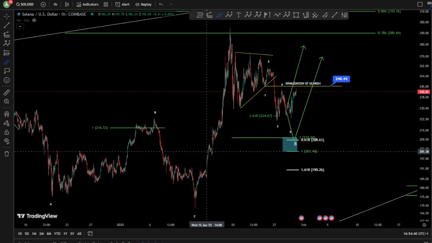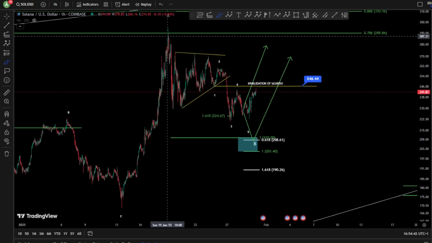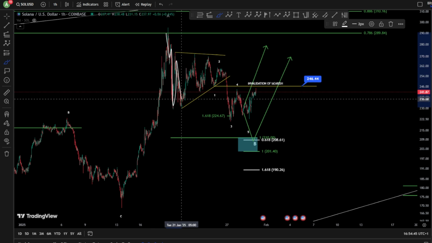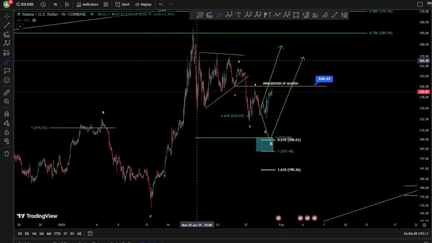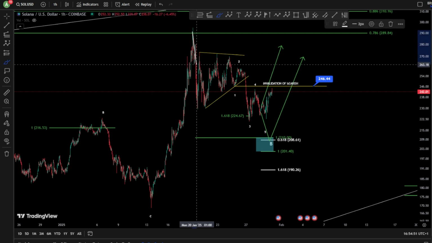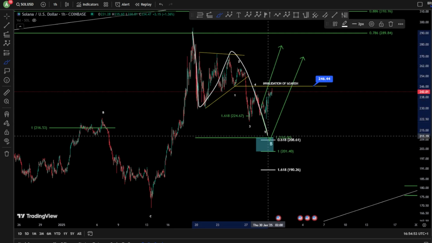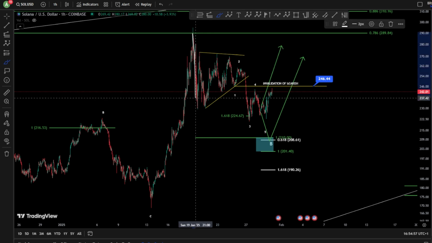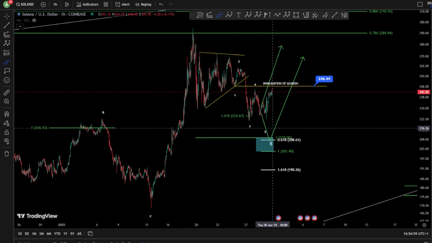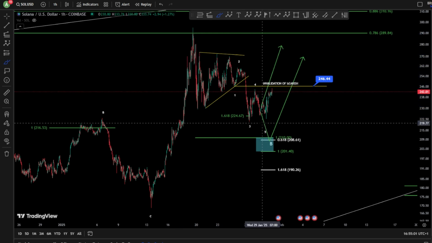Now, as you can see, after this impulse, we start to figure out that, okay, we are moving in overlapping waves here, which is very corrective. So I would suggest here an A, a B, and a C toward the downside as a first scenario for this correction, or as W, X, and a Y as a second option for this correction.